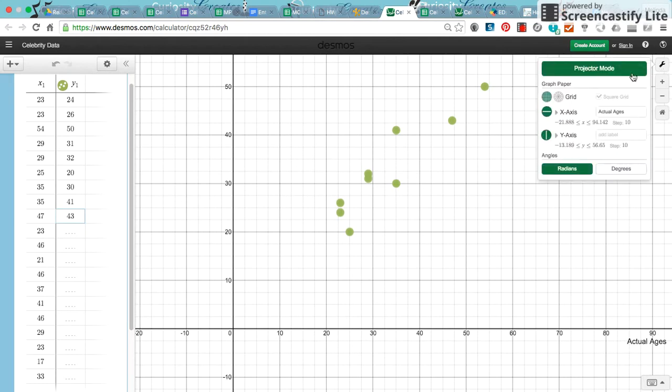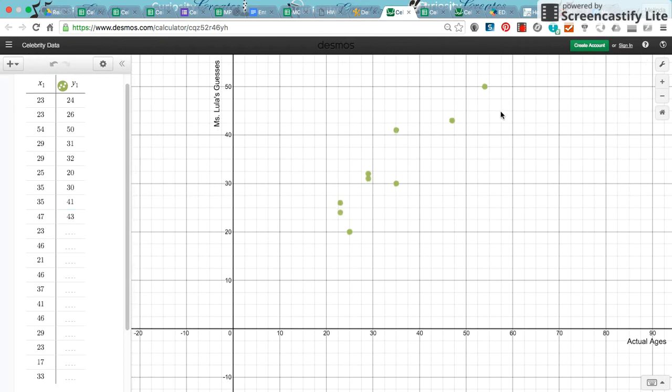If you want to put your name on the other axis, you go over to the y-axis and I'm going to put Miss Lula's guesses. And you can see it's shown up on the left side here. I'm going to come back to my graph, and I would like to know how good a guesser am I.